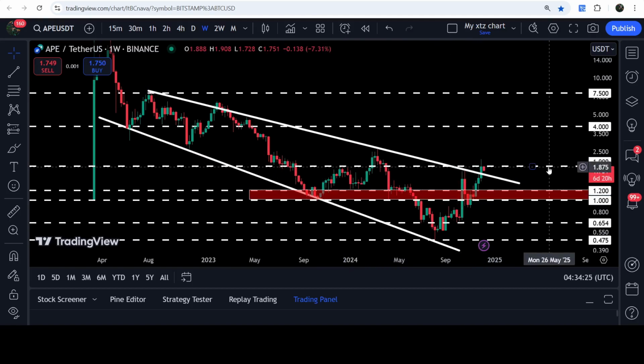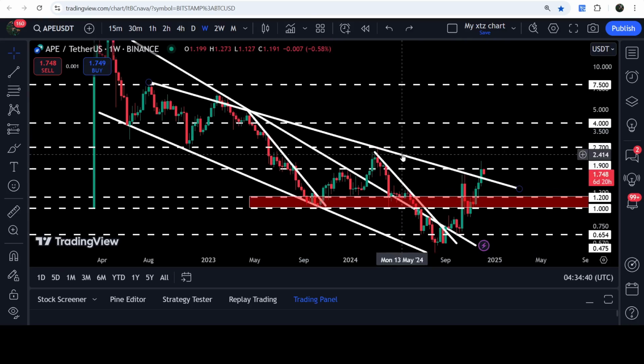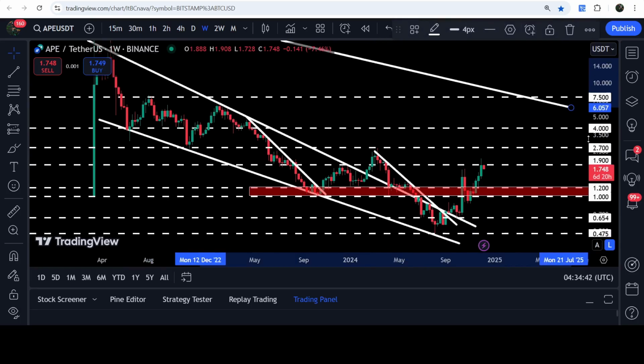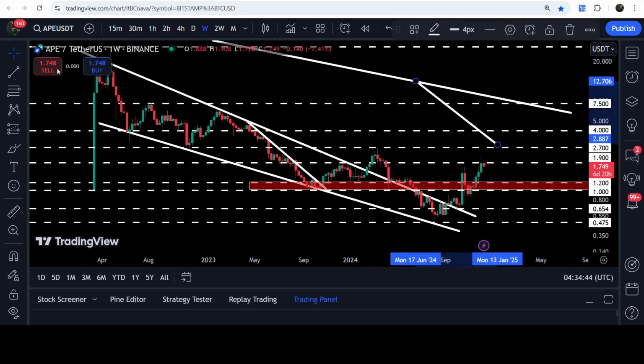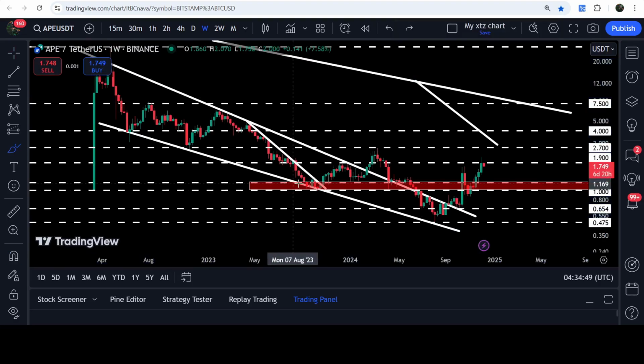Right now, ApeCoin is trying to break out this long-term resistance of $1.90 that was previously acting as support here and resistance here and almost as a resistance here, and now we are trying to break it out. And in today's video we will analyze this move, and I would also like to show you this previous breakout from this big and long-term falling wedge pattern as well. This was a very huge and long-term falling wedge pattern that we have already broken out.